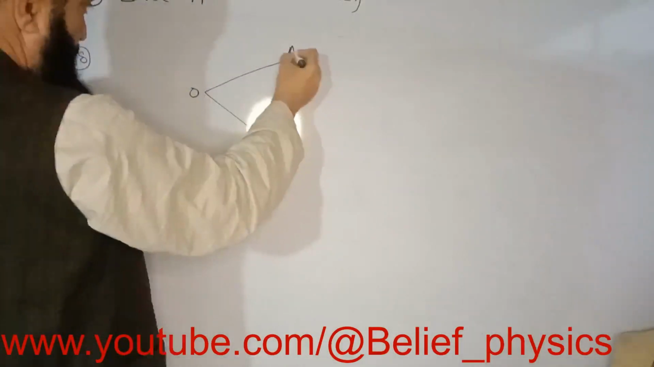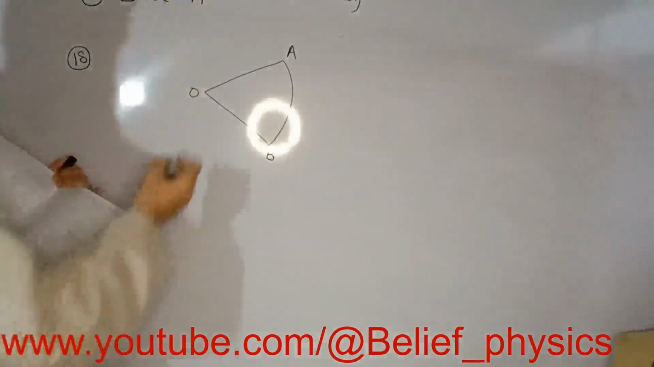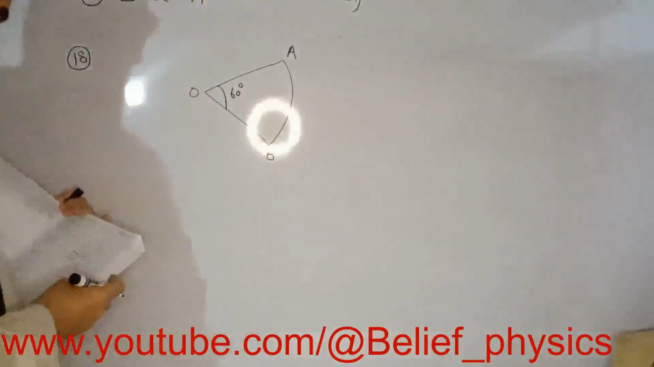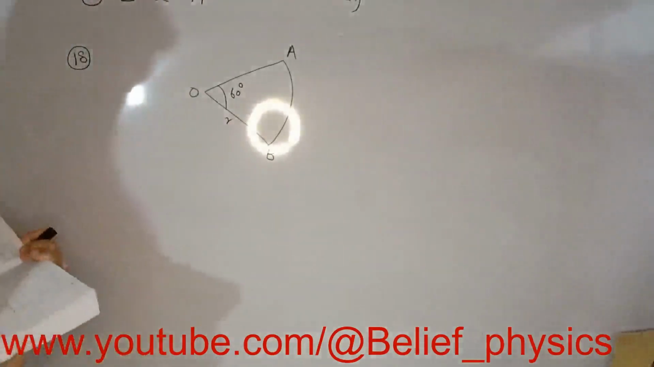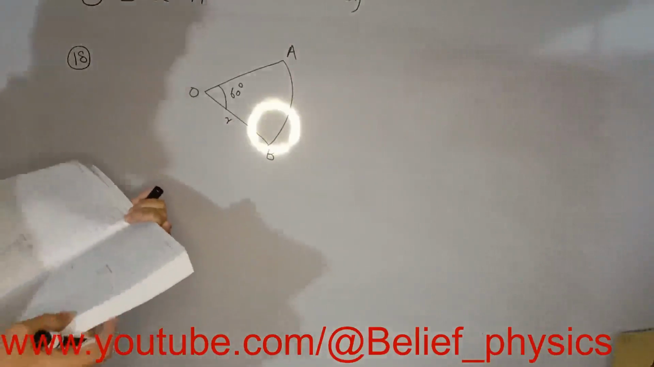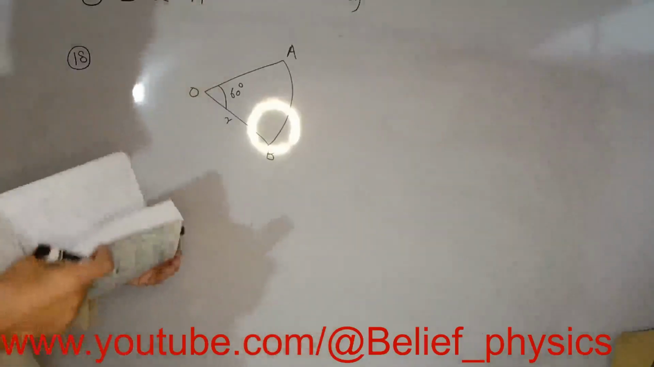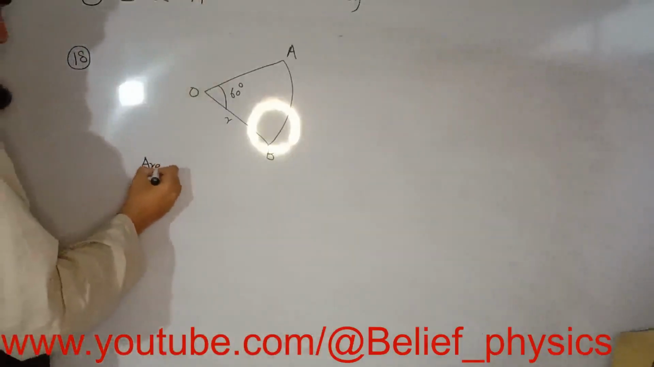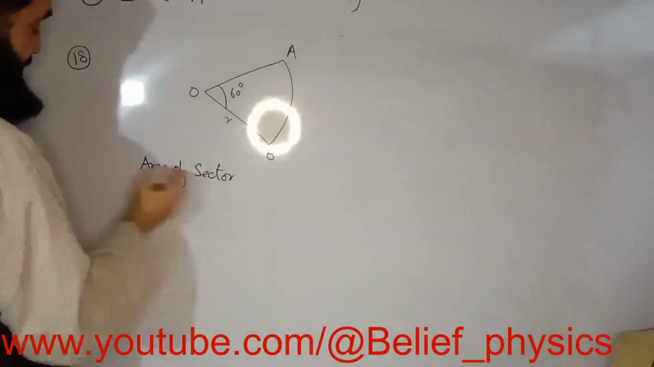OAB is a sector of a circle with angle 60 degrees, and R is the radius. Question part 1: find, in its simplest form, an expression in terms of R and pi for the area of the sector. This is part 1 of this question.